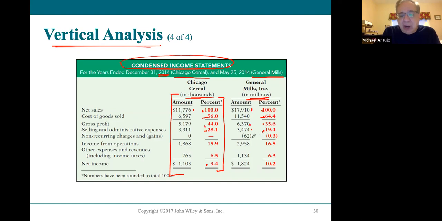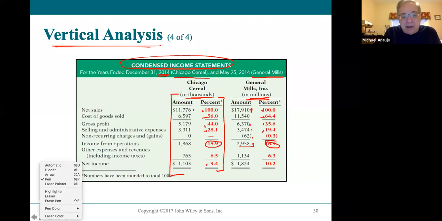Here they have a non-recurring charge or gain. That's a small percentage. Here's their profit from operations. 2,958 profit from operations on 17,910 is 16.5% profit from operations. That's a higher profit from operations than Chicago Cereal. So they actually have a very profitable operation there, and that's good. I can't see this anymore, so I'm going to erase.